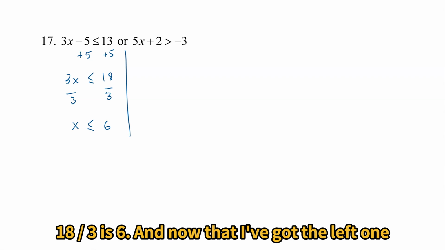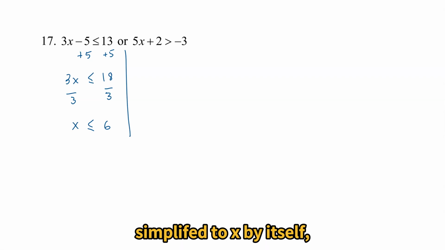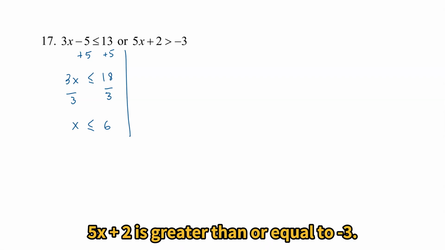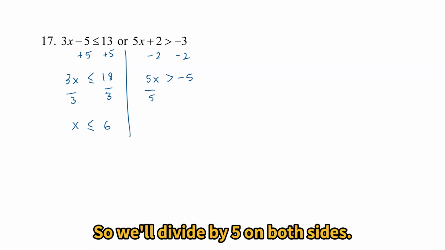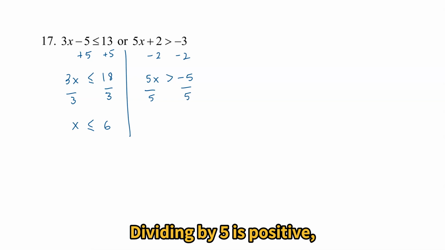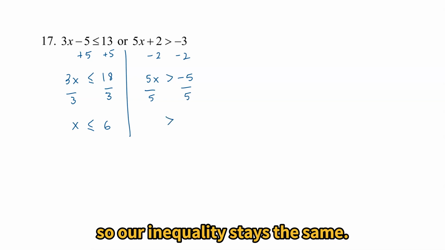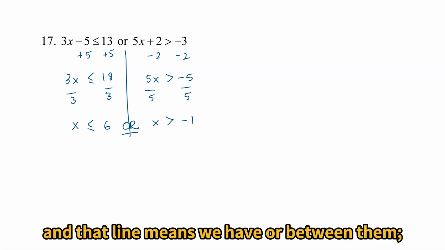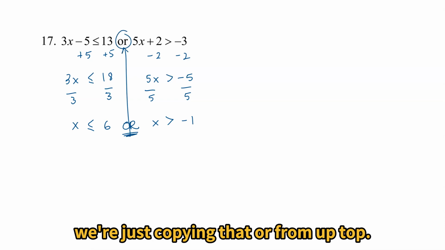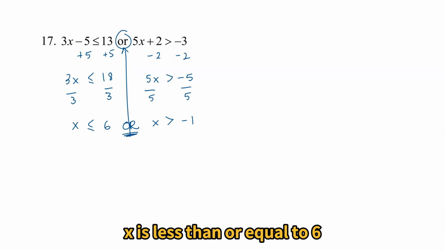And now that I've got the left one simplified to x by itself, we move to the right. 5x plus 2 is greater than or equal to negative 3. Subtract 2 from both sides. 5x is greater than or equal to negative 5, so we'll divide by 5 on both sides. Dividing by 5 is positive, so our inequality stays the same. X is greater than or equal to negative 1, and that line means we have or between them. We're just copying the or from up top. X is less than or equal to 6, or x is greater than or equal to negative 1.